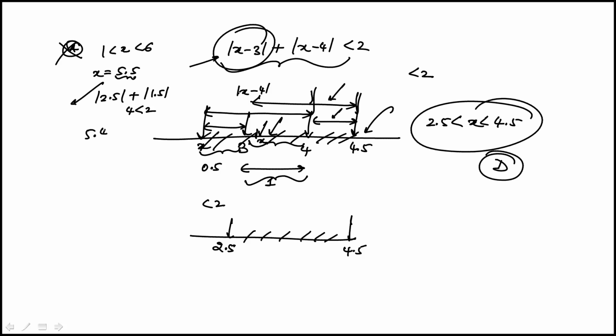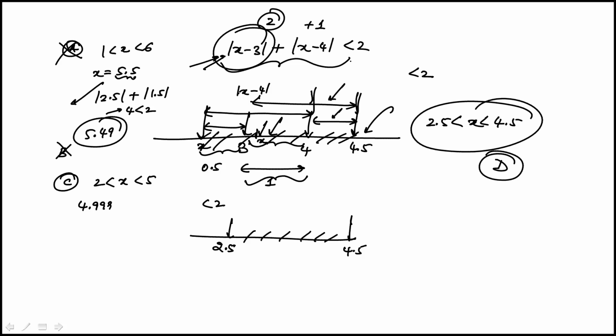And you'll see B, we can use that too. I mean, you can just think of 5.49. We know we'll also eliminate that. And then C, between 2 and 5, you can use 4.99 and consider that to be 5. So that would be 5 minus 3 would be 2, and then 1. So you're already way ahead of 2. So we'll be very close for 4.99. So that way you eliminate C. And then D we already know is the answer.